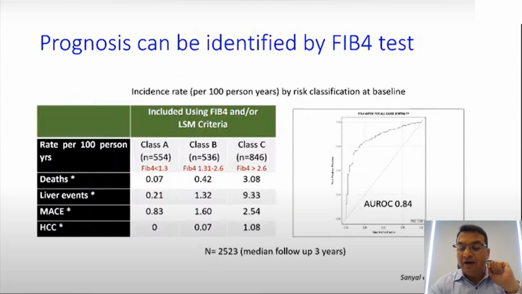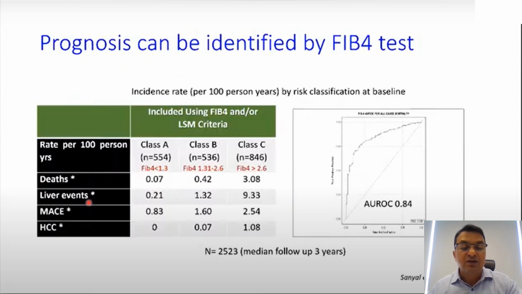Now, how strong is the evidence we have on FIB4 establishing its association with adverse clinical outcomes? This is a wonderful study conducted by Professor Dr. Arun Sanyal. He studied more than 2,500 high-risk NAFLD patients, and he did FIB4 scoring of all those patients, and then he classified them into 3 categories: class A if FIB4 less than 1.3, class C if more than 2.6, class B if FIB4 is between 1.3 and 2.6.